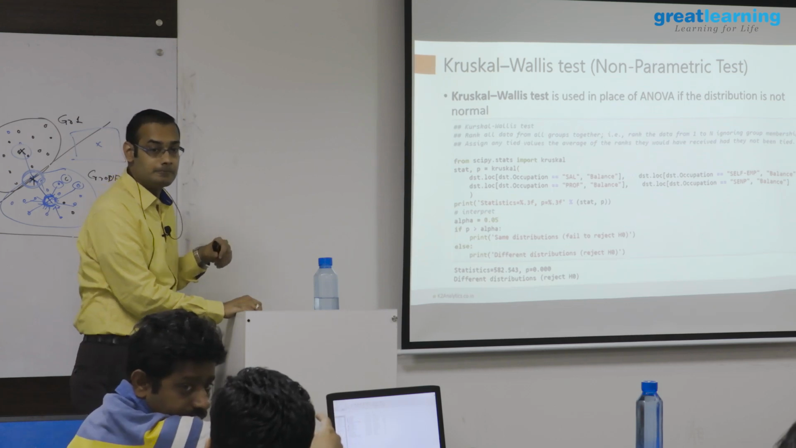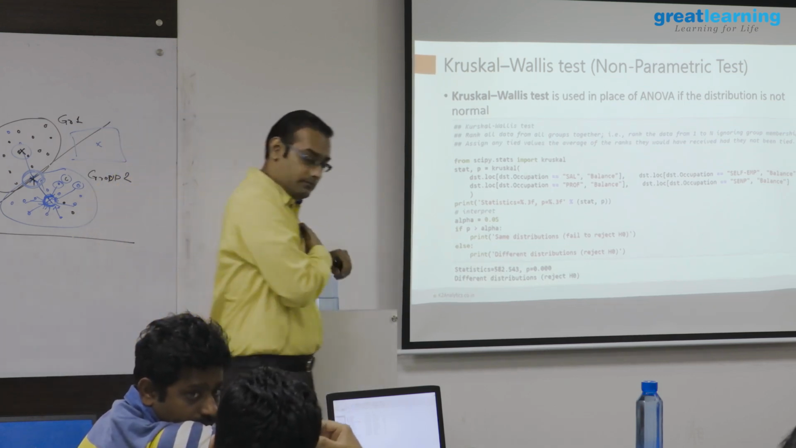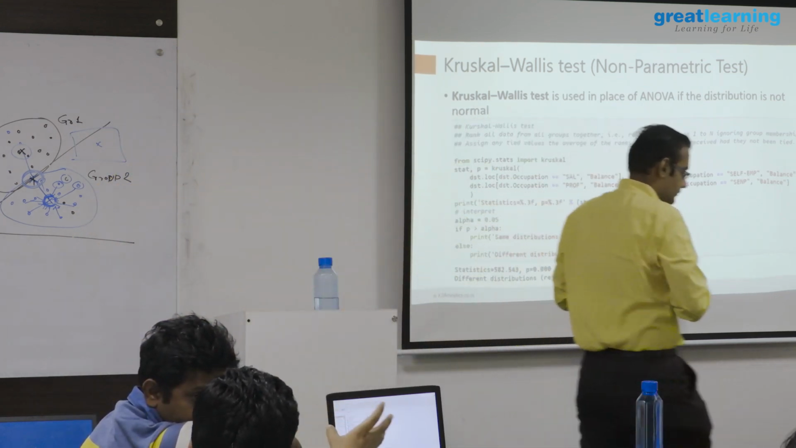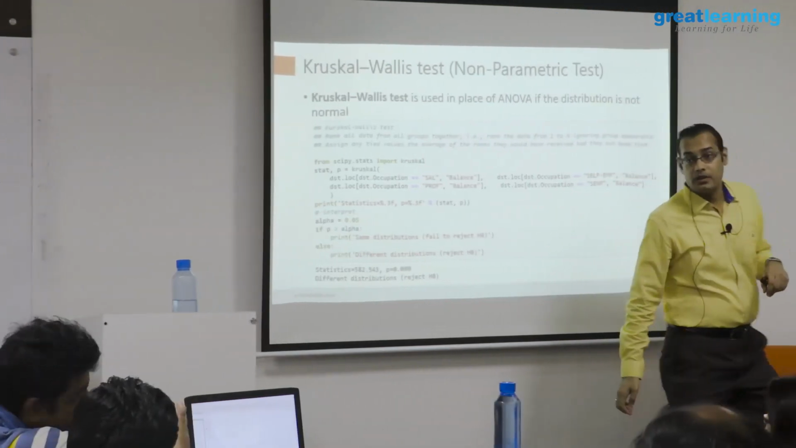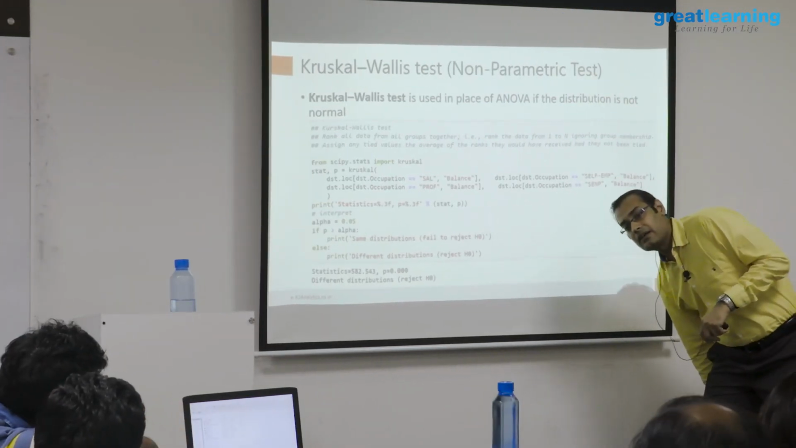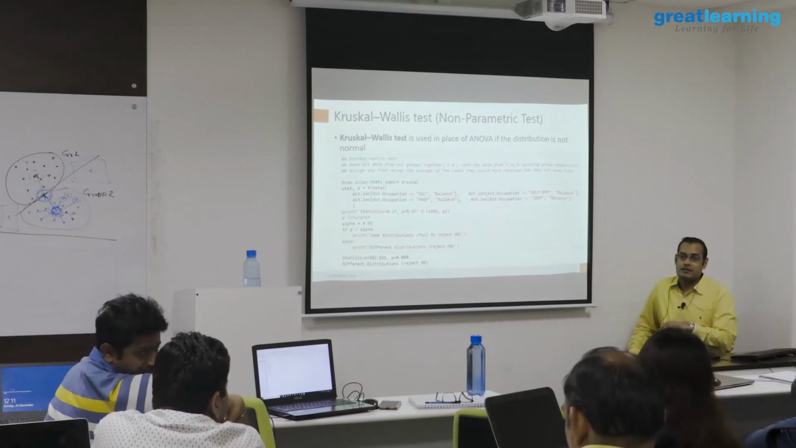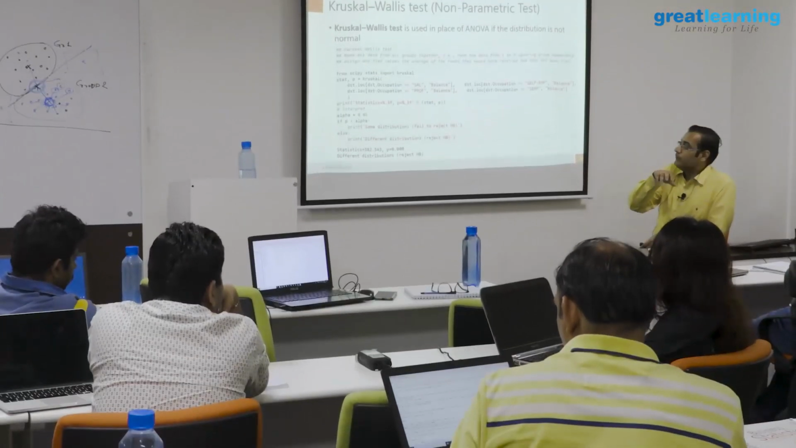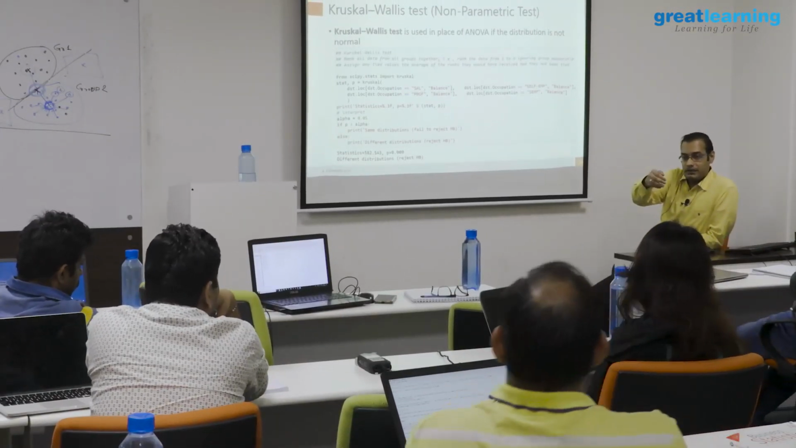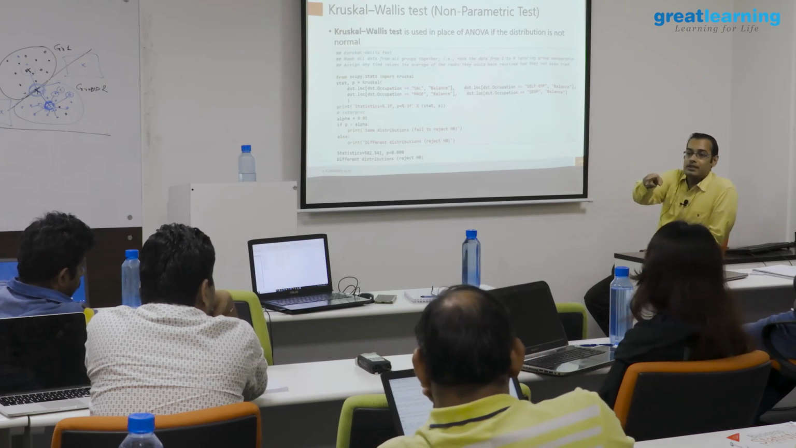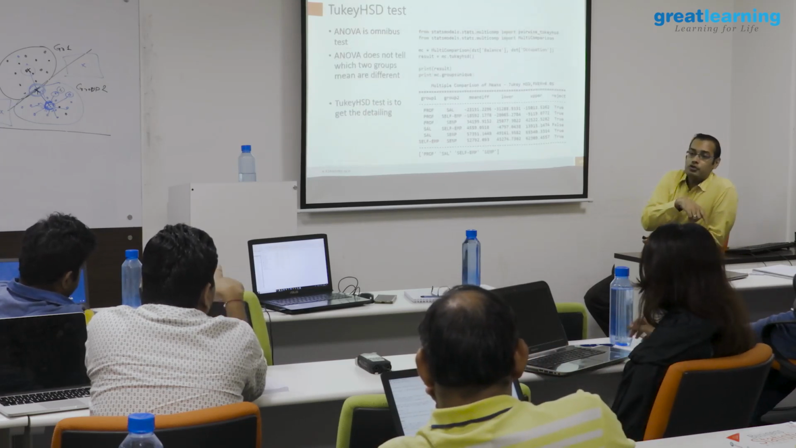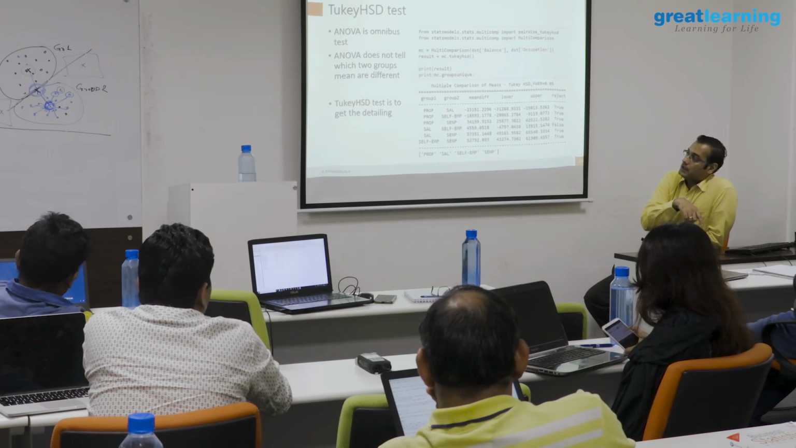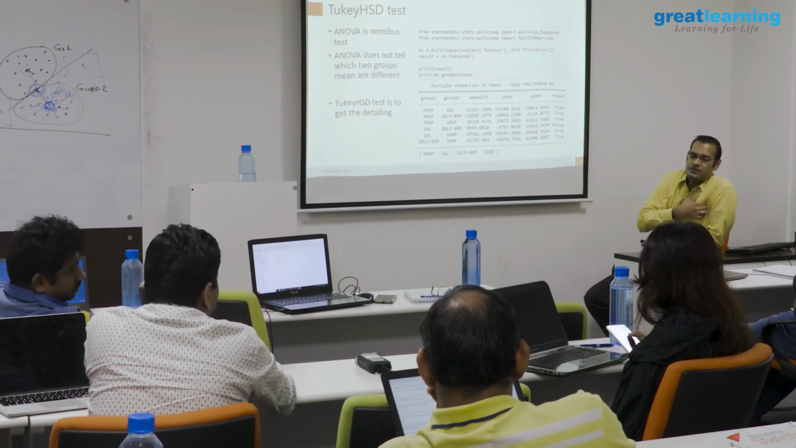Before we go here, what is the difference between the ANOVA test and the Tukey HSD test? See, ANOVA is an omnibus test. It is not telling you which groups are different. But if I want the detailing also of which groups are different, I have to go to a post-hoc test, and that post-hoc test is Tukey HSD. So this part I got it.